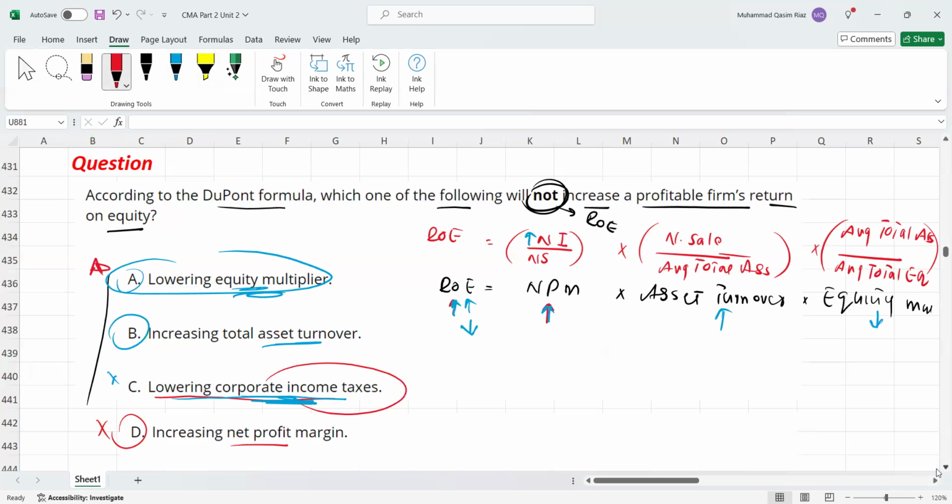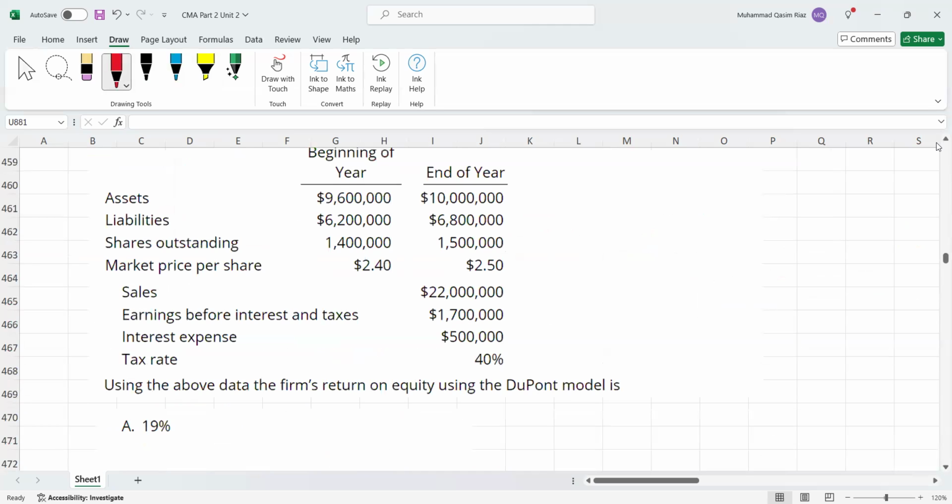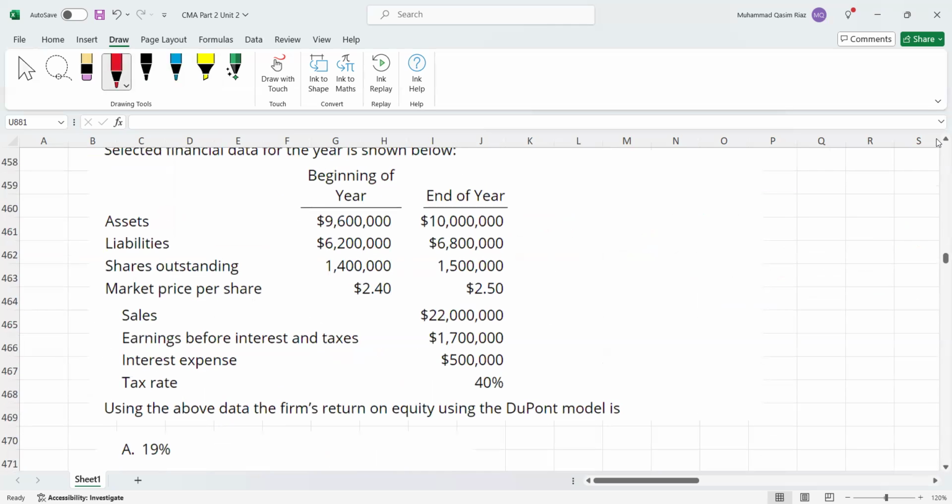Okay, guys, so next question we have now. Look, so we have another question here. First, have a look. They're saying, using the above data, the firm's return on equity. Again, you have to find return on equity using the DuPont model. So here we have data in the question. If you go through the question, then we'll apply the formula of the DuPont model to find out return on equity. So what is the question?